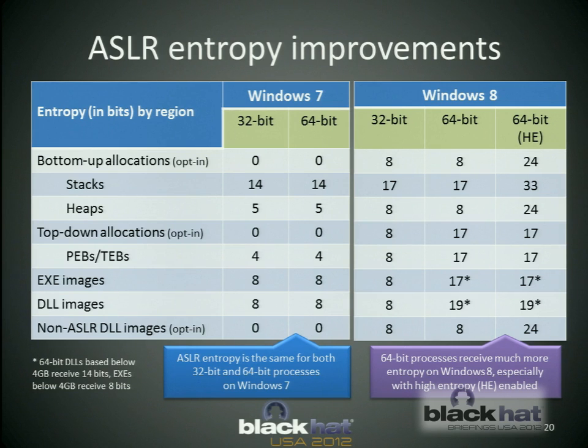And on Windows 8 for 64-bit, we've significantly increased it for stacks, PEBs, TEBs, EXEs, and DLLs. And specifically, if you enable the high entropy bottom-up randomization, those numbers go up substantially. So 24 bits of entropy, which is what equates to that 1 terabyte of variance. So as you can see, we've substantially increased the amount of entropy across the board for ASLR in user mode processes.